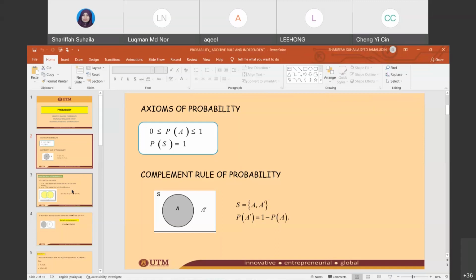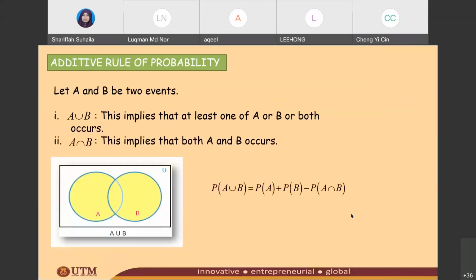Okay. And then you will also have the additive rule of probability. I think you already learned the additive rule during your SPM. So this is the Venn diagram. You have set A and set B. When we say A union B, it means at least one of A or B, or both. That is the meaning of A union B: set A or set B or both. And if you have the intersection, this is A intersect with B, just this area.